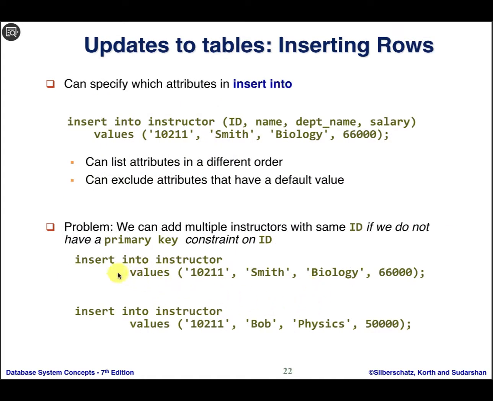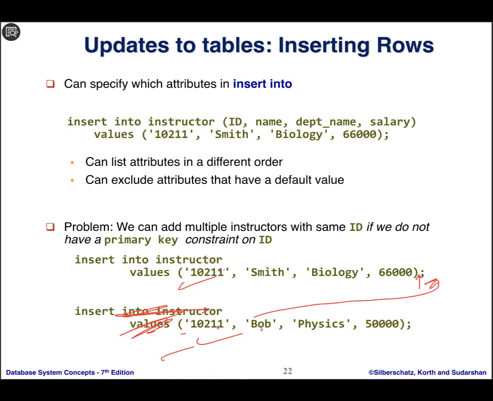Assume that we can add, for example, multiple instructors with the same ID if we don't have a primary key constraint on ID. And that's what we did here. We don't have a primary key constraint. I add this data. Then after that, I'm going to insert this one again. Or maybe you can do this one here, as you mentioned, comma, and just write this one here. If you have multiple tuples you want to insert, if you do this, the system allows this one and this one. So now we have Bob and Smith. Both of them have the same ID.